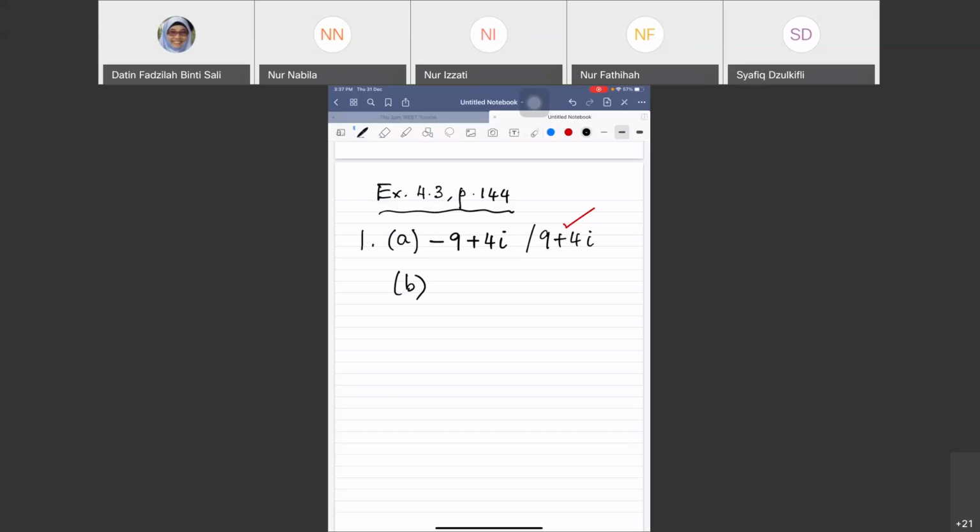Fatihah. B. Fatihah. 14 plus 5i. Okay. Afifah. 14 plus 5i also. Okay. All right. Both are correct. Okay. Next question 2.